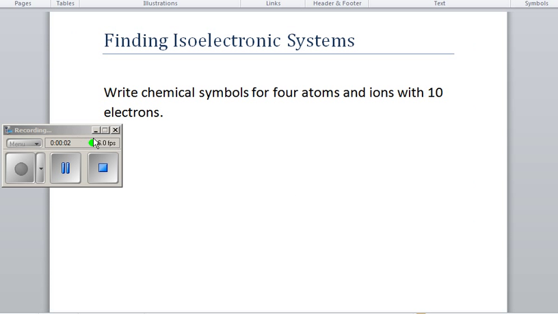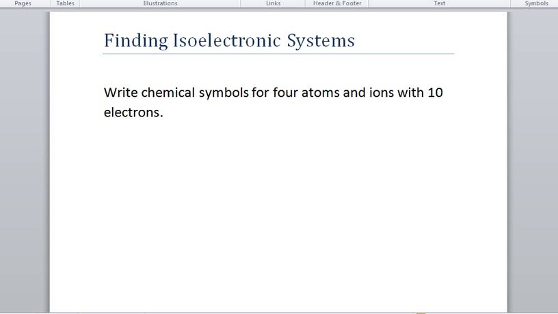Okay, so another topic that a lot of you are ready to learn is listing isoelectronic systems. Isoelectronic means same number of electrons. So isoelectronic systems will be nuclei, they might be different nuclei, that are surrounded by literally the same number of electrons.